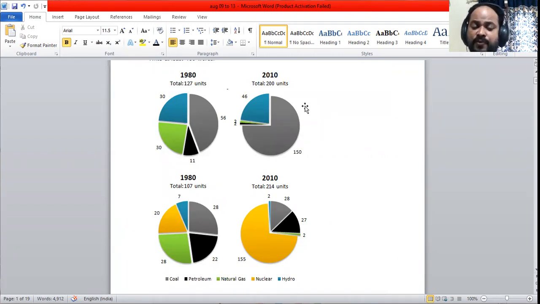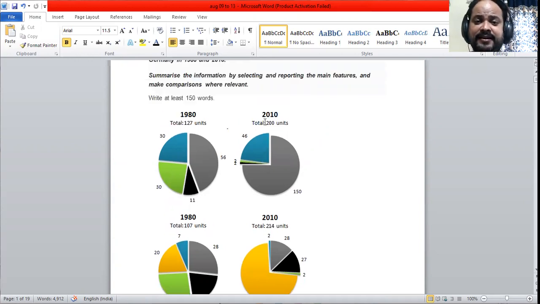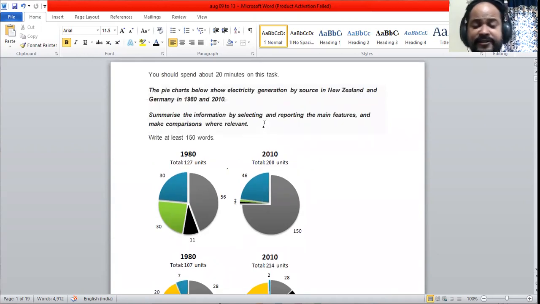So they have given nuclear, they have given hydro. We are not supposed to copy that, "energy from hydro", "energy from nuclear". It's wrong. No, I cannot do that. So we need to fit it grammatically. So let's do that. Here we have the first picture. We can go with a horizontal.